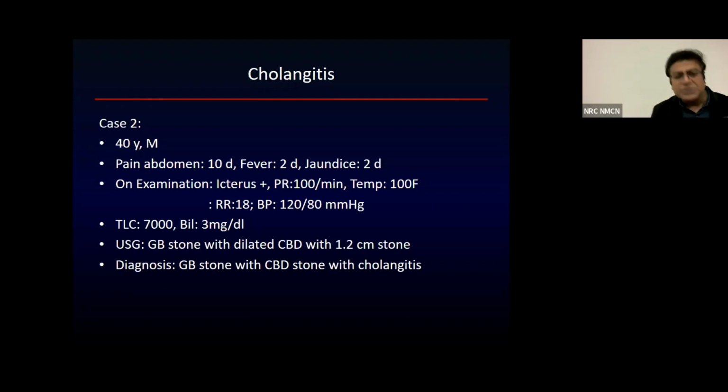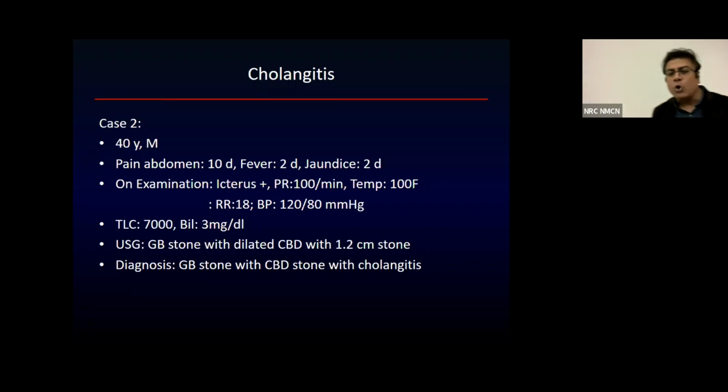So coming to the question straight away, this is a 40 male, pain abdomen for 10 days, fever for 2 days, jaundice for 2 days. On examination, there is icterus, mild. Pulse rate of 100, temperature of 100 degree Fahrenheit, respiratory rate almost normal with a normal blood pressure, that is no organ dysfunction. TLC of 7,000, bilirubin of 3 milligram per deciliter.